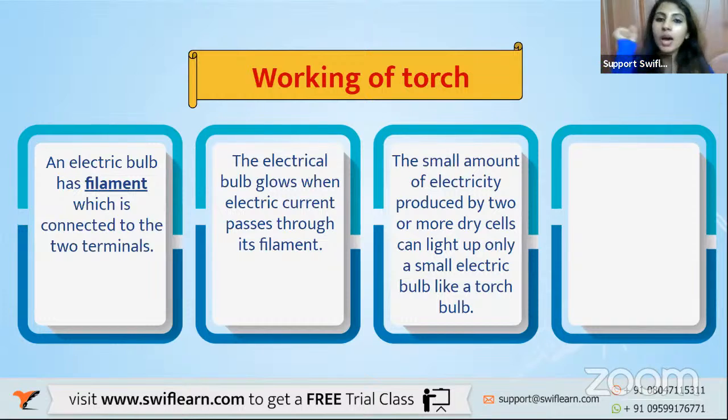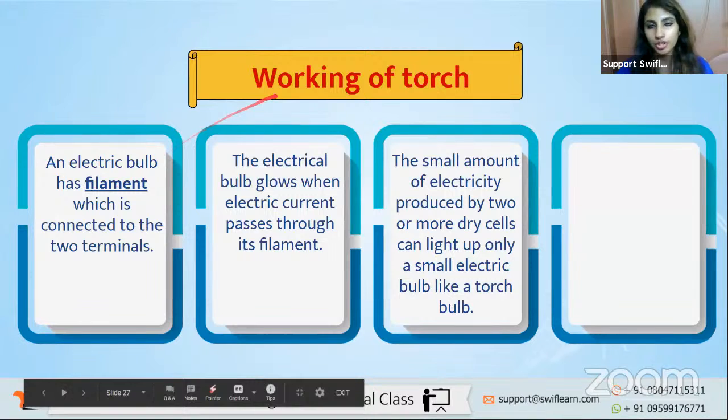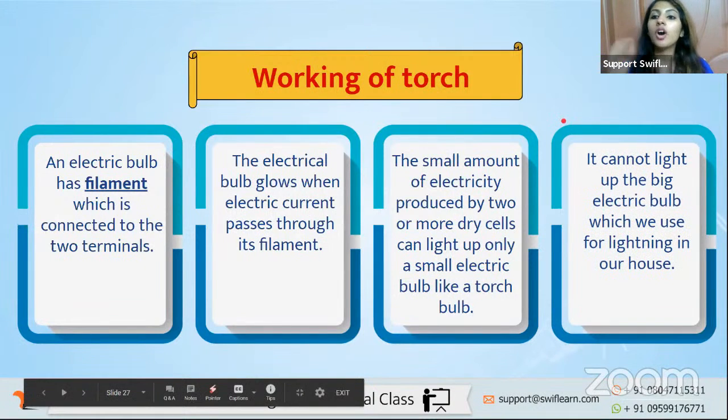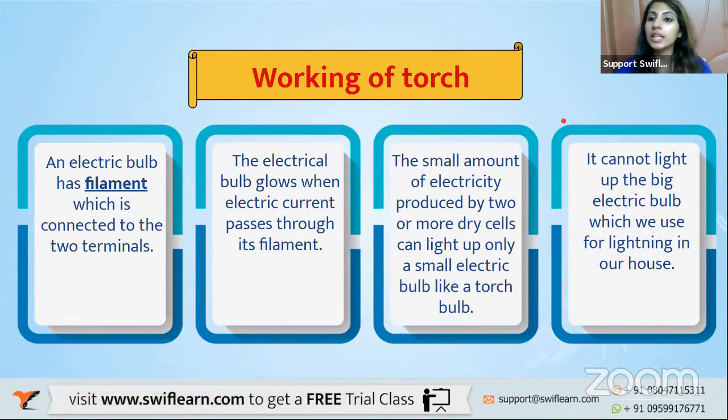Now the small amount of electricity produced by one or more dry cells can light up only a small electric bulb like a torch bulb. It cannot light up a big tube light or the big electric bulb which we use for lighting in our house. So, understood how the cells are working in a torch and how all this works together? This is exactly why.